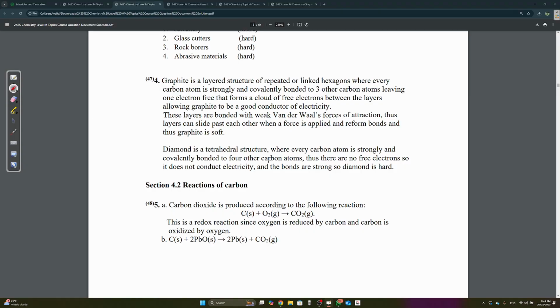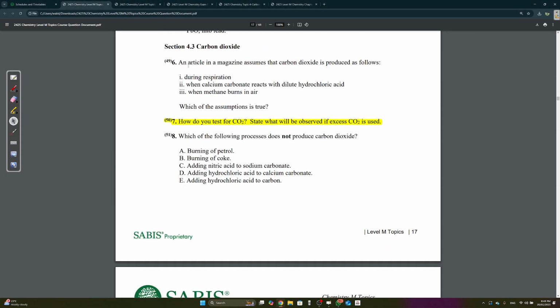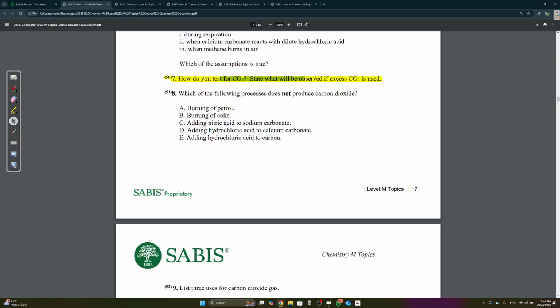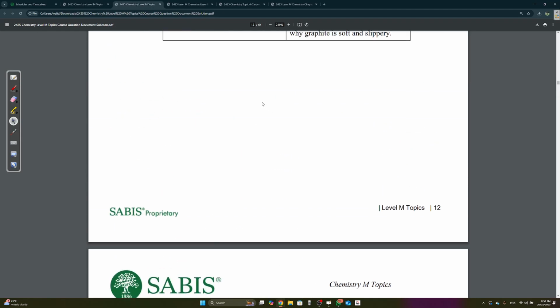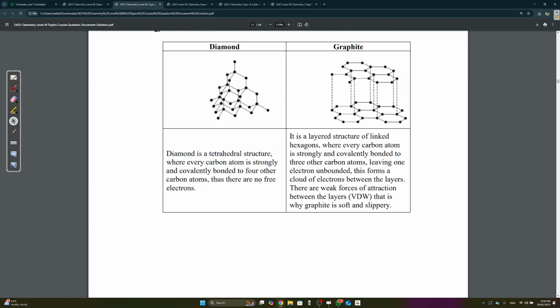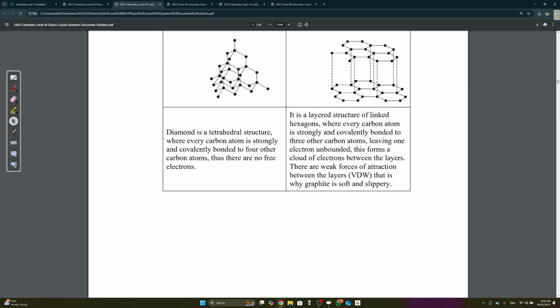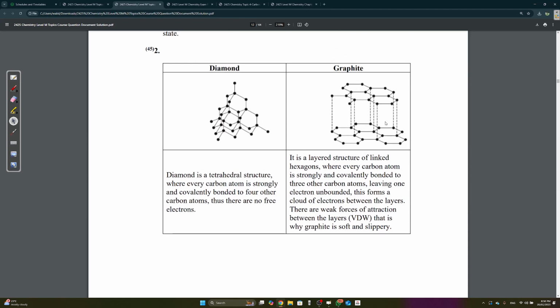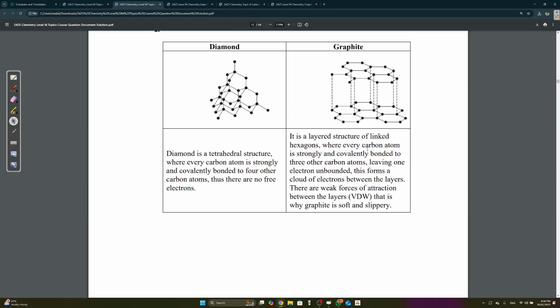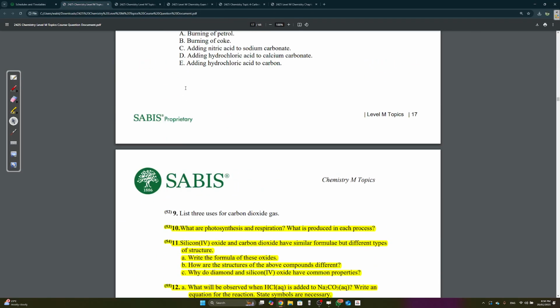Why is diamond hard? Because the carbon bonds are strong, so the diamond is hard. Remember, each carbon is covalently bonded to 4 other carbons. Strong. By the way, just memorize this table over here. This table is important. Remember, diamond is tetrahedral, with carbon strongly bonded to 4 others. Graphite has a hexagonal shape, with each carbon bonded to 3, leaving 1 electron. These are things you should remember.